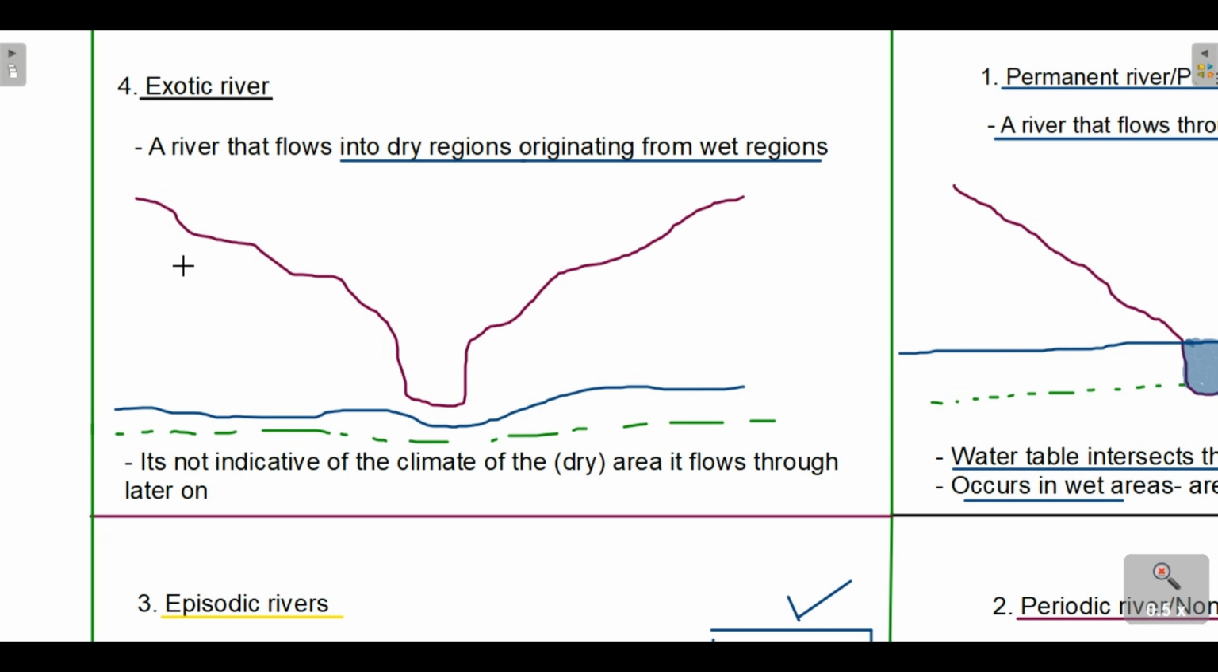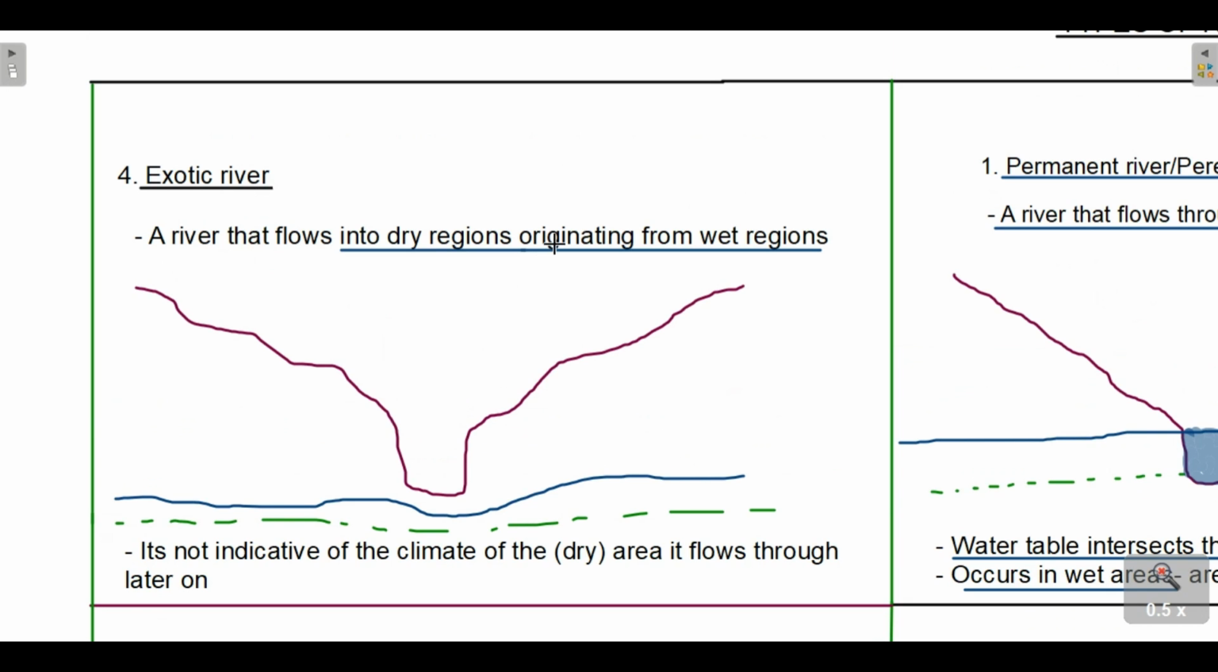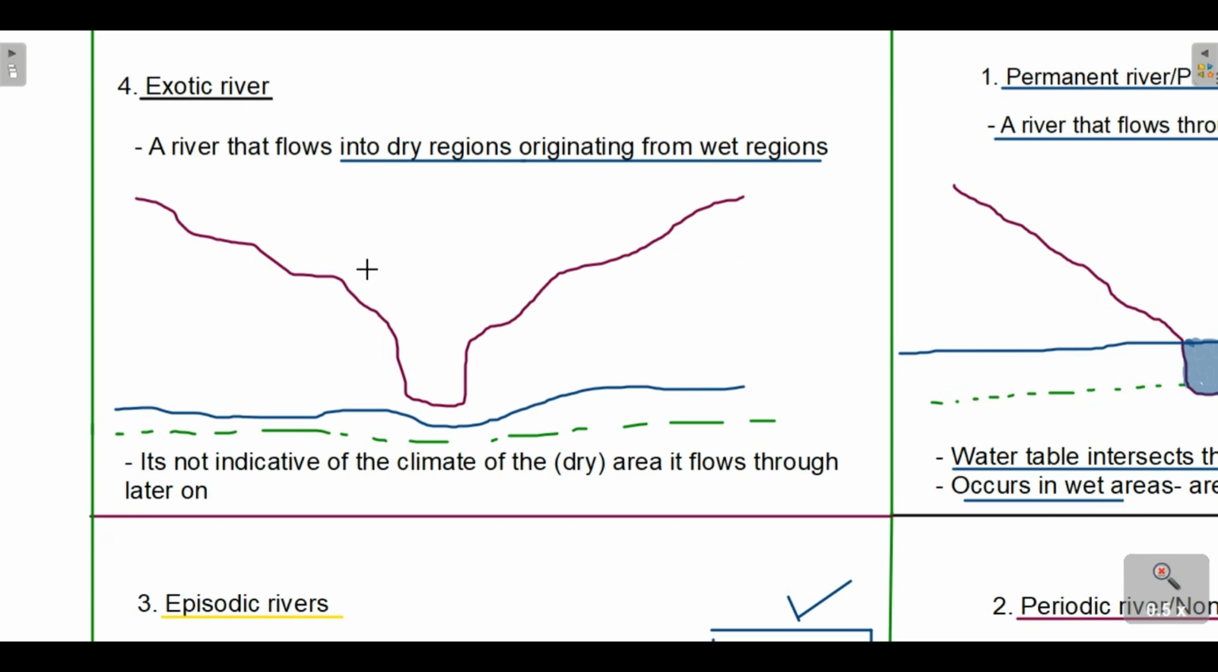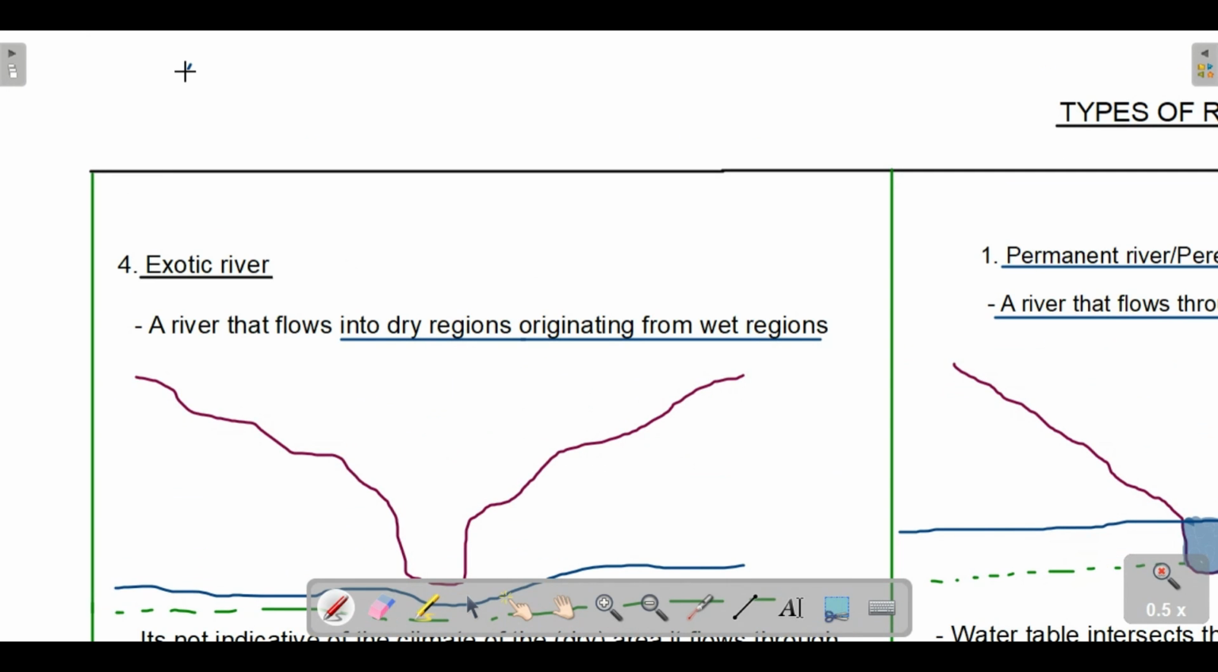So it really comes from a wet area, an area that rains a lot, but it flows through dry regions. So it's really not indicative of the area that it flows through. It will originate from an area, let's say this is area A. This area is a wet area. It rains a lot. It receives a lot of rainfall. Because it receives a lot of rainfall, its catchment areas will supply a lot of water to the river.